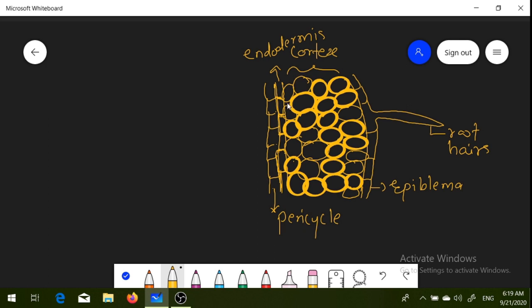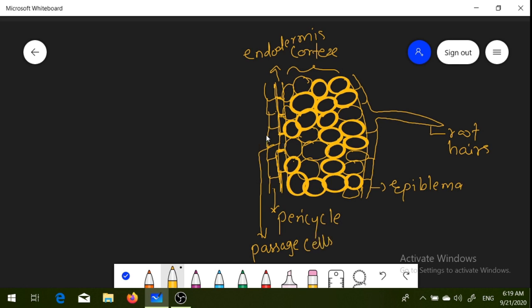Then inner to it there is the endodermis. Okay, so the endodermis has all radial walls thick, but some of the cells are thin walled, and such cells are known as the passage cells.